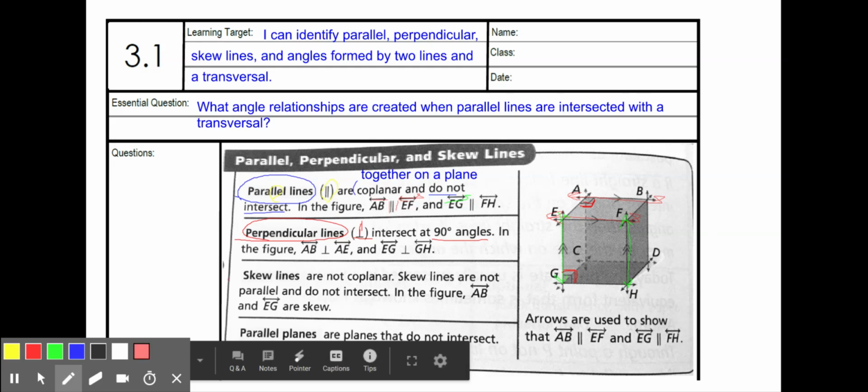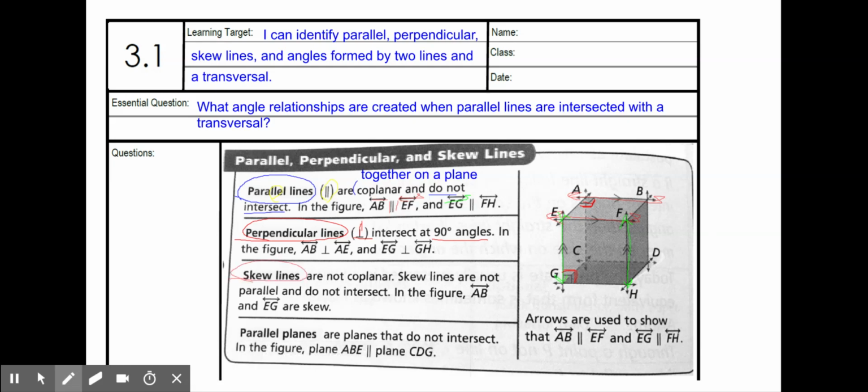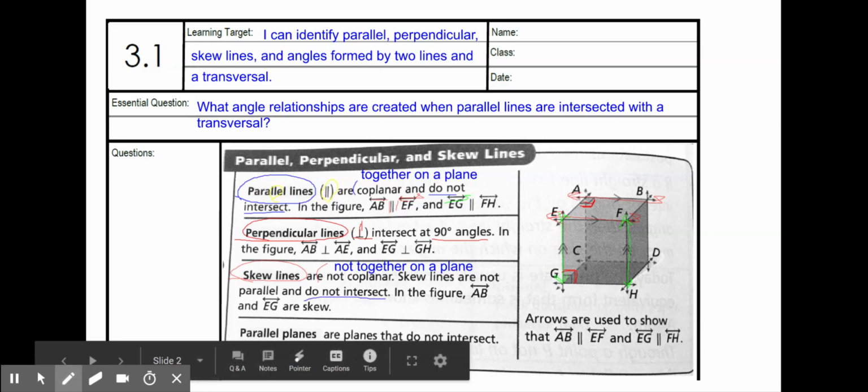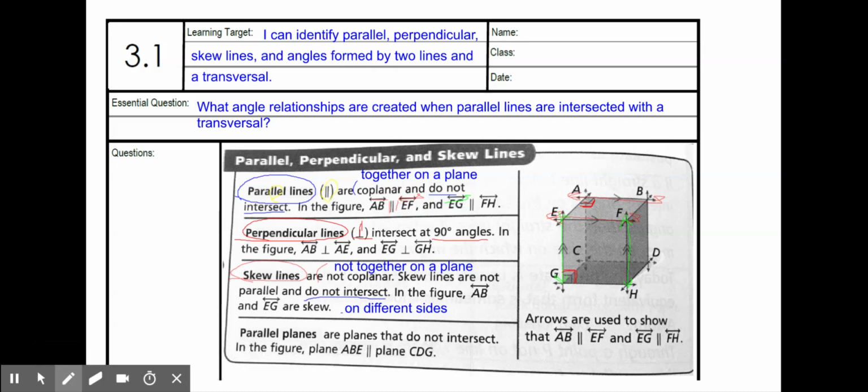Skew lines might be new to you. They are not coplanar, meaning that they're not together on a plane, right? So what you need to know is skew lines do not intersect and are on different sides. So in the figure, line AB on the top is skew with EG. EG is in the front, AB is on the top back. They are on different sides and they do not intersect.